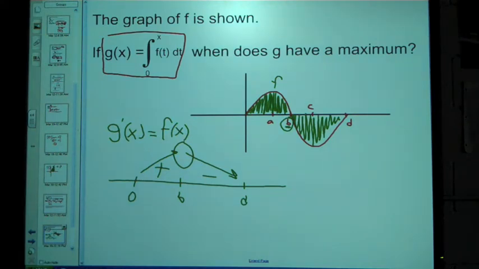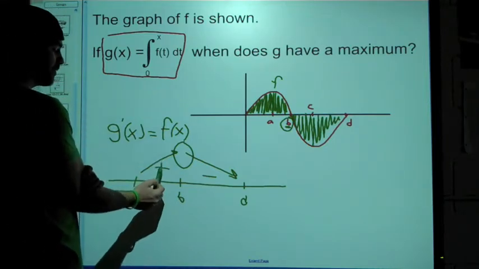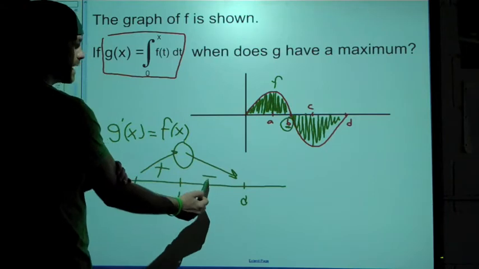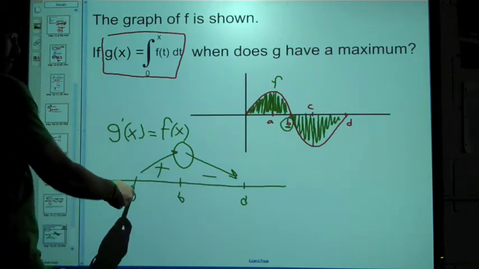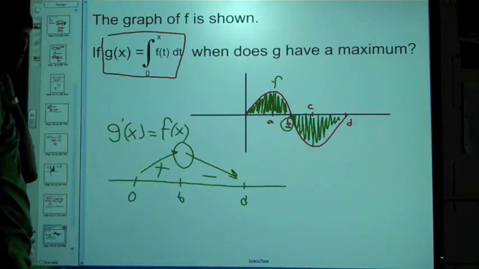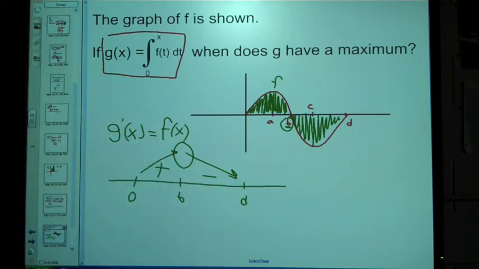Just real quick, going into justifications. How do I justify that? I would say point B is a max because there's a change in sign of the derivative from positive to negative. We haven't done a lot of max-min problems recently. They're coming back. Where would there be a minimum? There would have to be at 0 or at D. We don't have enough information to tell which one though.